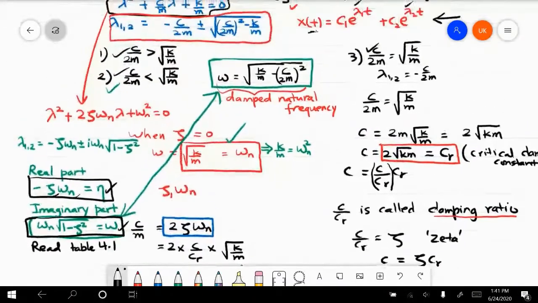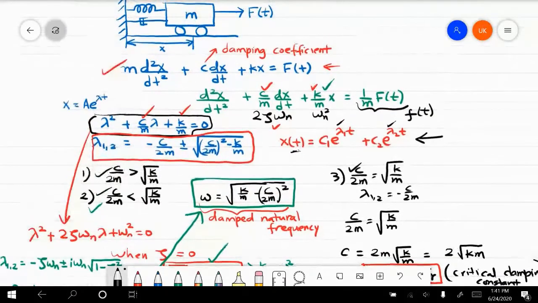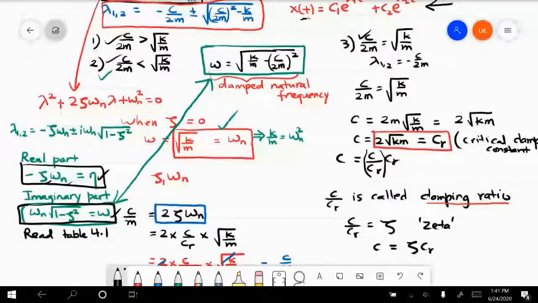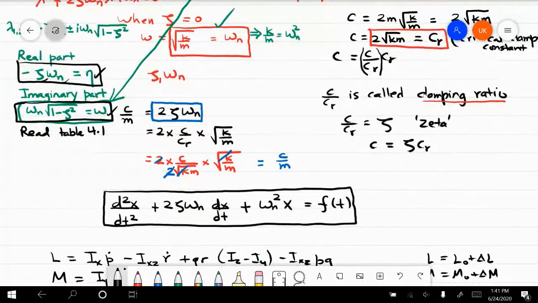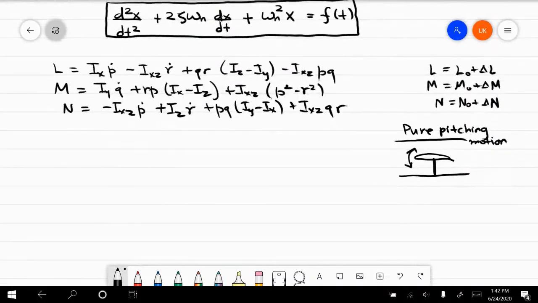Obviously, if we are going to do all this, then we need to write the given equations in the form of a second order differential equation. In other words, we need to write the aircraft equation of motion for the pure pitching motion in this format, so that we can use what we know about the second order differential equation. You need to connect what you learned in aircraft's equation of motion with what we have learned about the second order differential equation. You need to make this connection, and I'll show you how that will happen.